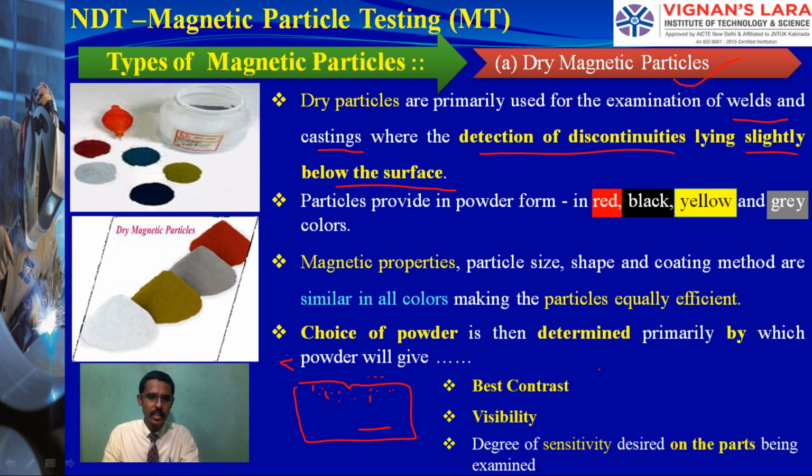But when the crack is nearer to the surface, the magnetic particles which we are spraying over the surface are also attracted by the magnetic field, because it is very near. Therefore, it can attract. So magnetic particle inspection can be done for both surface and subsurface inspections. Now we see, discontinuity is lying slightly below the surface.